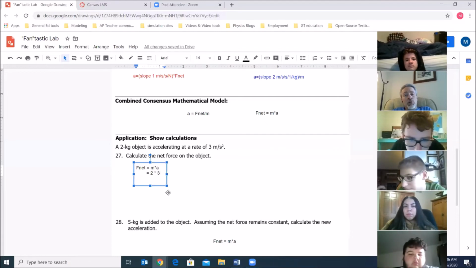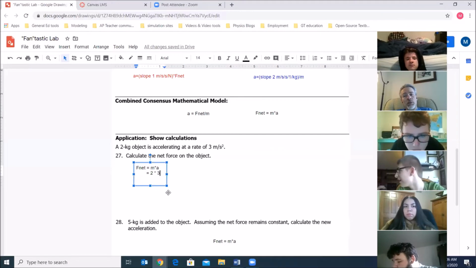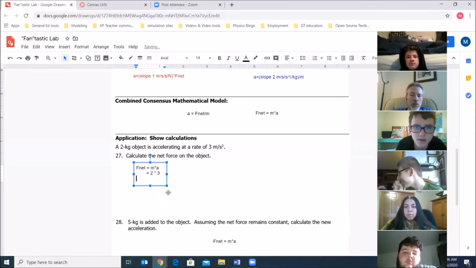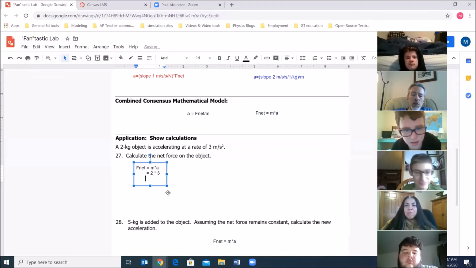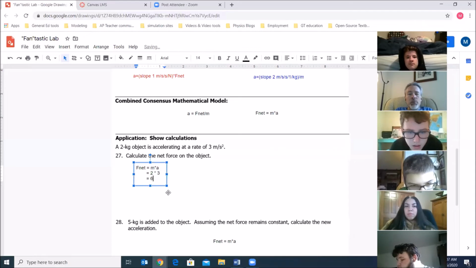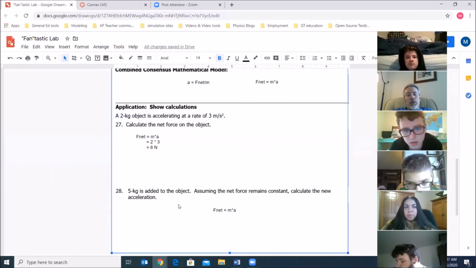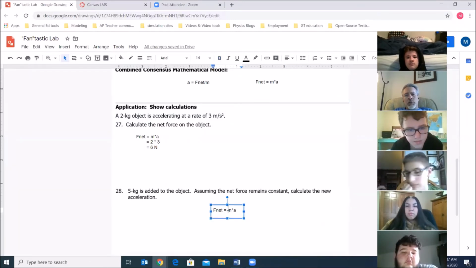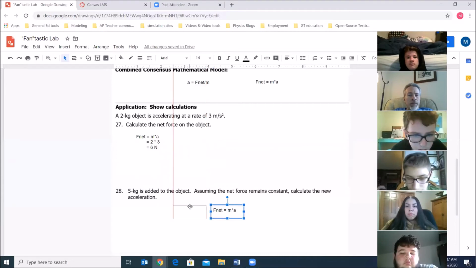So how about you guys do this one? What do you get for the net force? Can somebody talk? You might unmute yourself. 6. Yeah, you get 6. That's the answer, 6 newtons. So the answer for this one is 6 newtons. Don't just put the answer down. Please show your work. All right, so the next one, number 28. Any questions on 27? Okay.